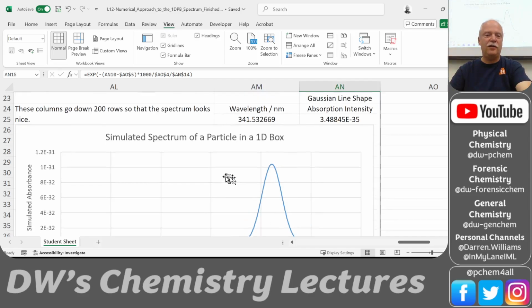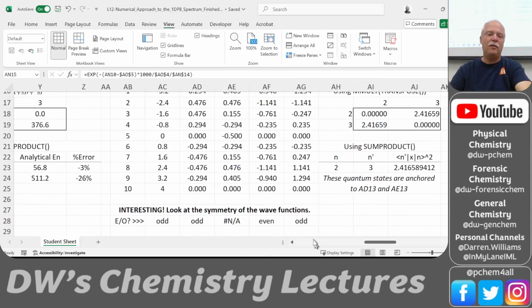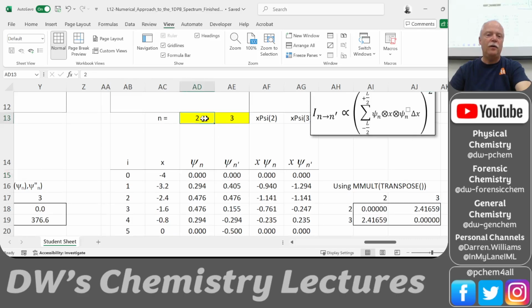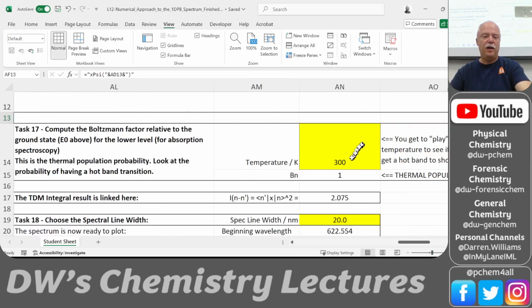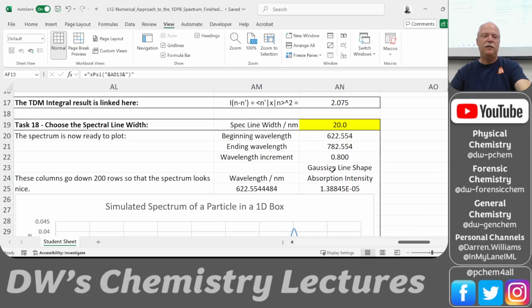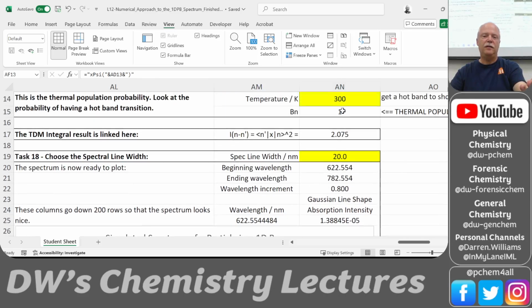So how do we know if it's in the ground state? Let's go back and change our quantum numbers to 1, 1 to 2. Okay, so now we're back doing the fundamental. 300 Kelvin, big peak, right? Still 100% chance of being in the ground state.